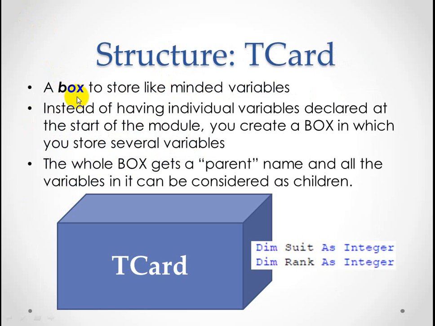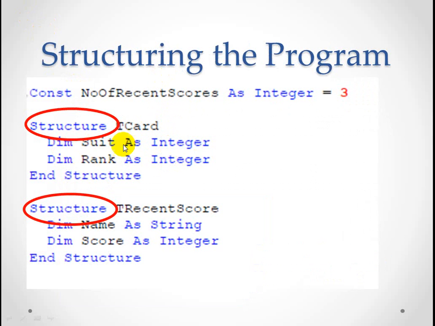Right, so what is a structure? Well, it's like a box to store like-minded variables. So what's a like-minded variable? Well, both these variables are to do with what's on a playing card. On a playing card, you get a suit and you get a rank. Diamonds, hearts, clubs, and spades, and 1, 2, 3, 4, 5, 6, 7, 8, 9, 10. Do we go beyond 10? Of course we do. We go up to 11, 12. That's right. Yes.